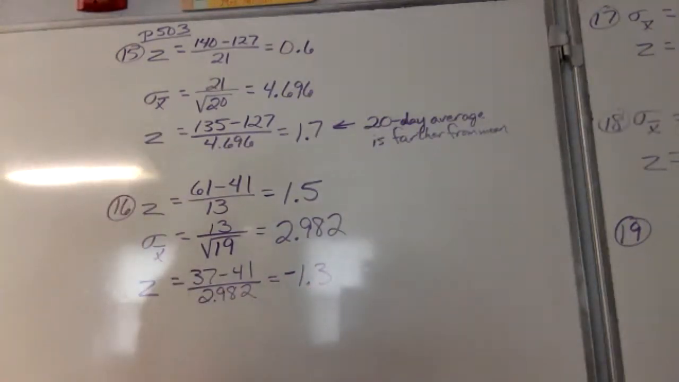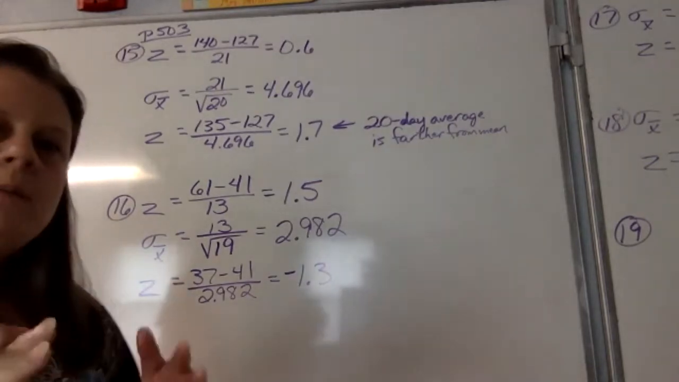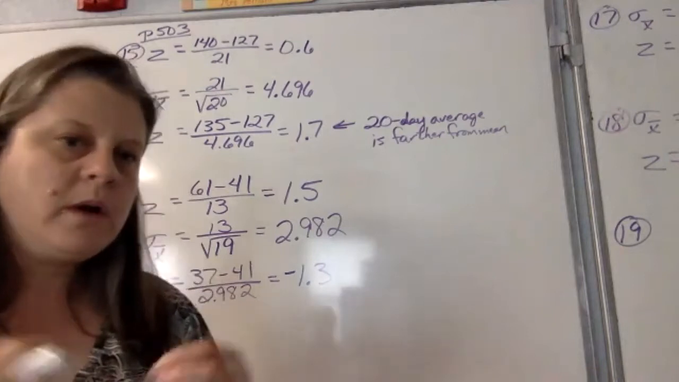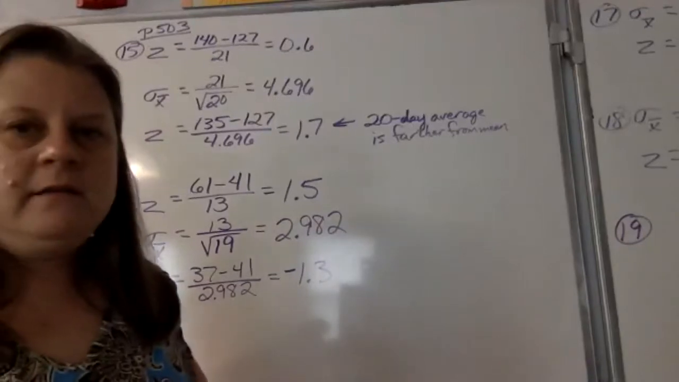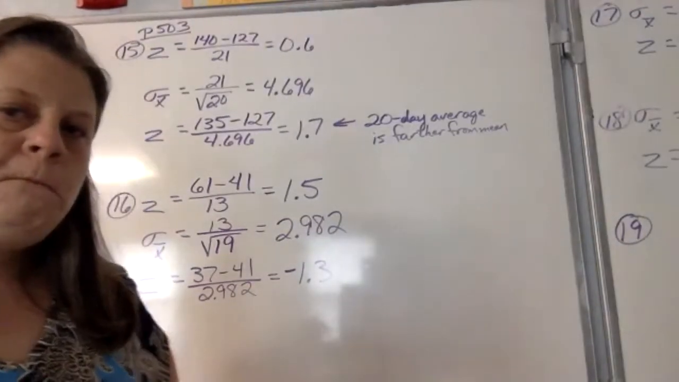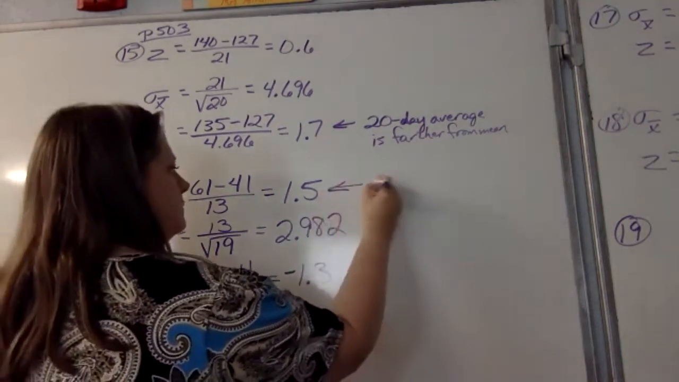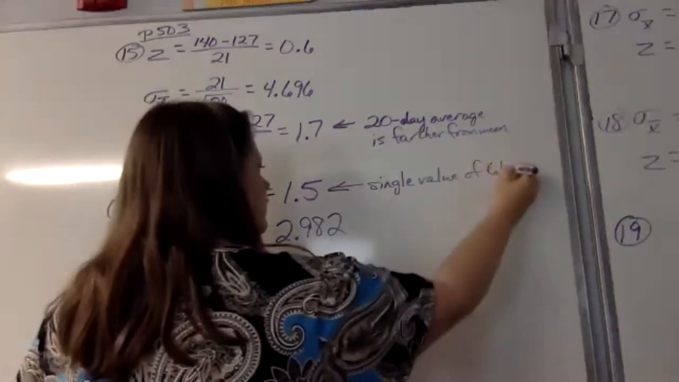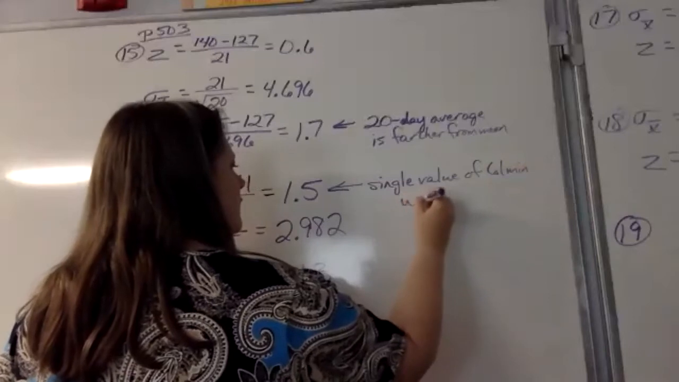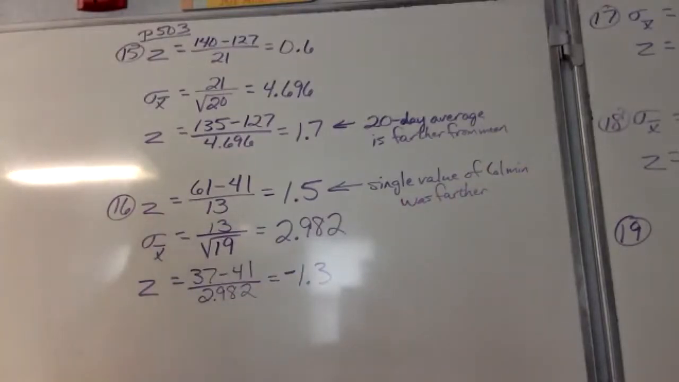Now, just because one's positive and one's negative, you still look at the actual numbers themselves. So you're not worried about the sign, you're worried about which number is farther from 0. Is 1.5 farther from 0 or 1.3 negative? 1.5 is. The single value of 61 minutes was farther. That's all you do on those, okay? You're figuring out which one's farther from the mean.